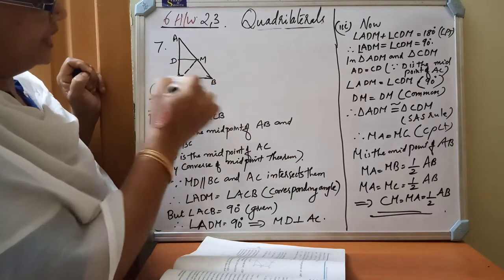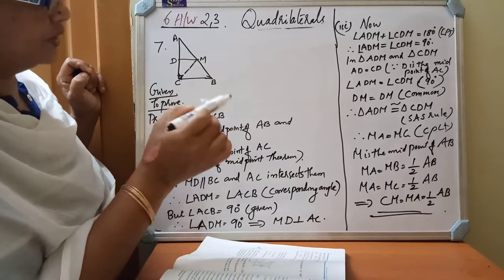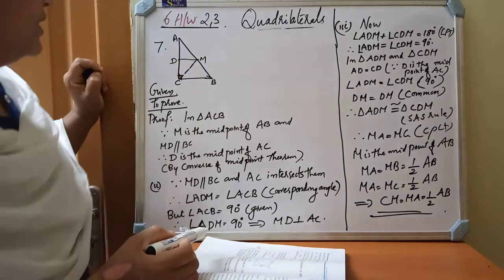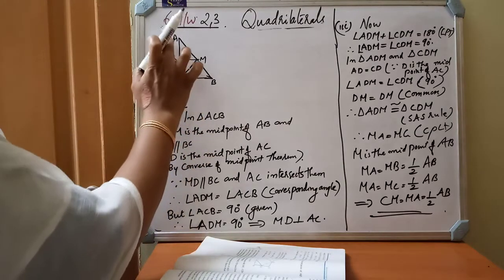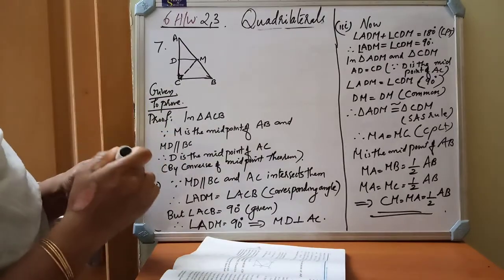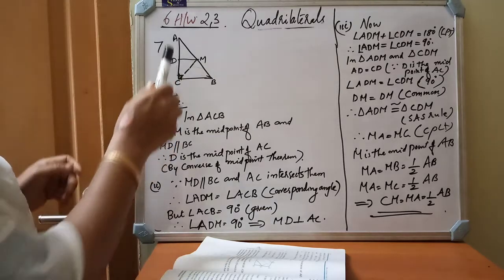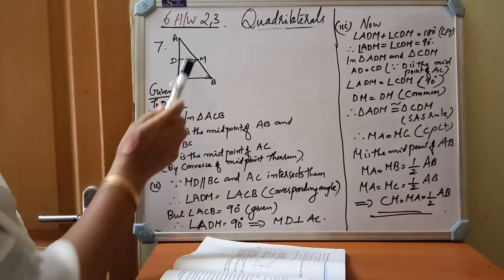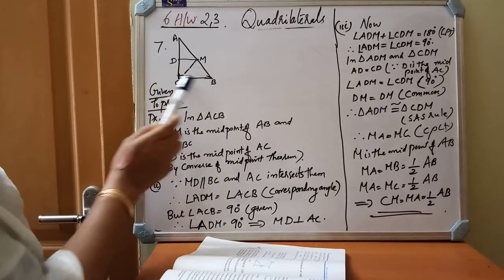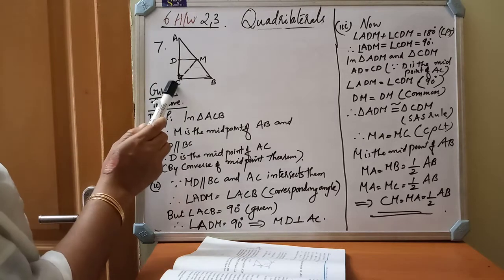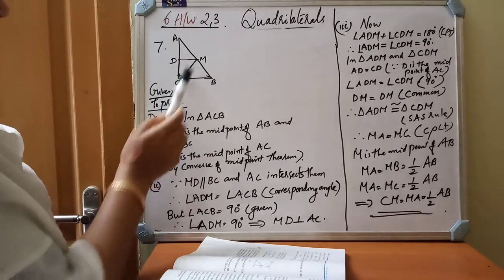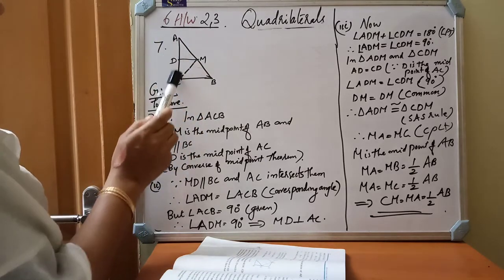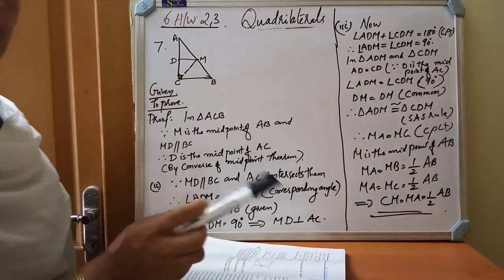These two lines are parallel, so by the converse of the midpoint theorem we can say that D is the midpoint of AC. For proving this, first I am considering the triangle ACB. M is the midpoint of AB, so MD is parallel to BC. Automatically we can say that D is the midpoint of AC by the converse of the midpoint theorem.